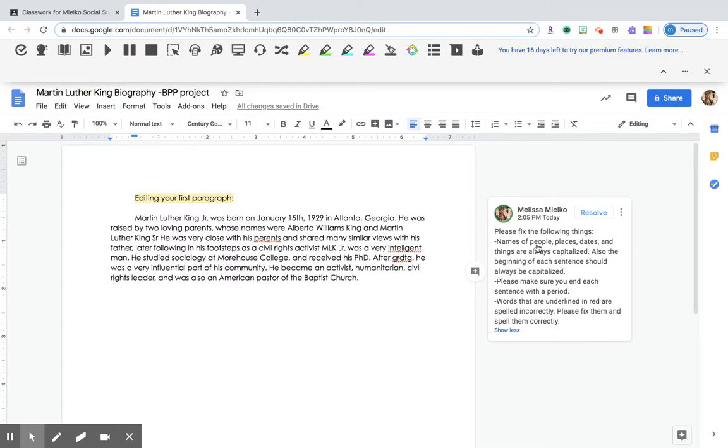I capitalize names of people, places, dates, things, and also the beginning of each sentence. So now my paragraph is edited for capitalization. Okay. The next thing I want to look out for is to make sure that you end each sentence with a period. So I'm going to read through it again.